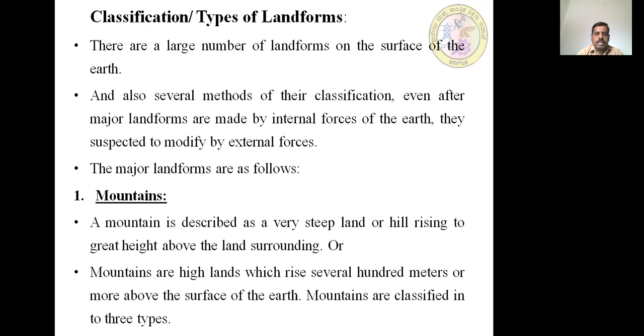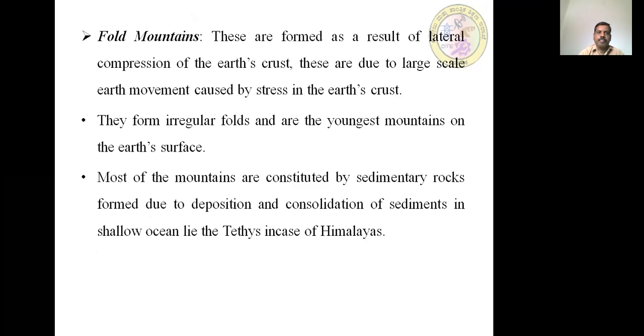First one is mountains. A mountain is described as a very steep land or hill rising to a great height above the land surrounding. In other words, mountains are landmasses which rise several hundred meters or more above the surface of the earth. Mountains are classified into three types. They are fold mountains, block mountains, and volcanic mountains.